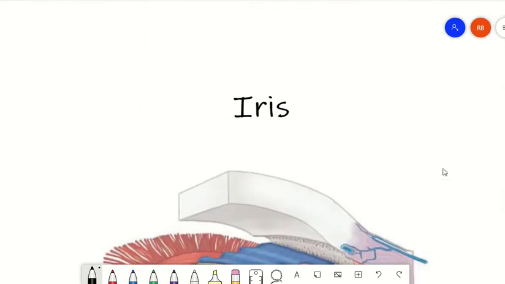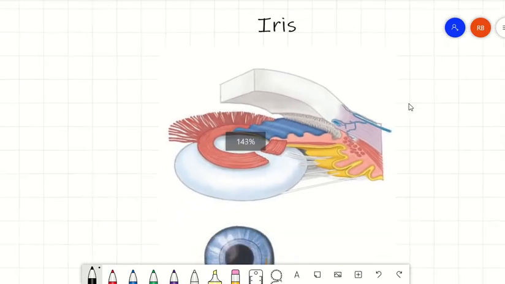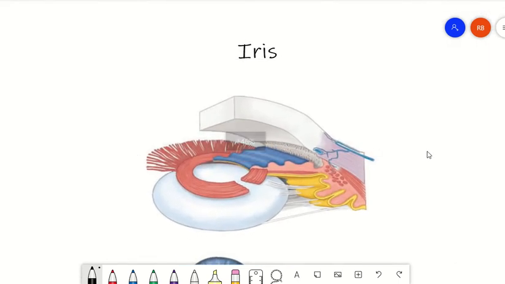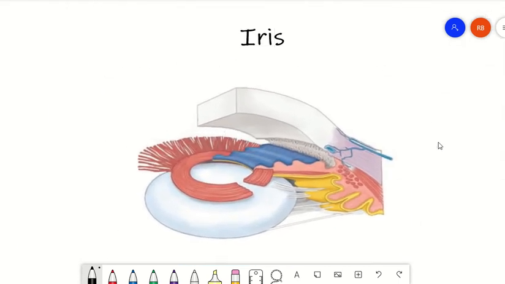And it's worth noting the structure of the iris. So this is from Moore and Agur's Clinical Anatomy. To give you some orientation, this is the cornea. We've got the iris in the blue here, we've got the lens, and we've got some zonular fibers coming from the lens there. We've got the ciliary body with the ciliary muscle.